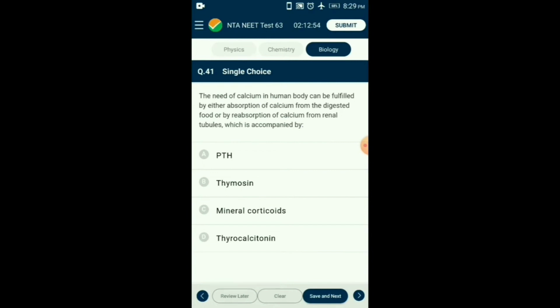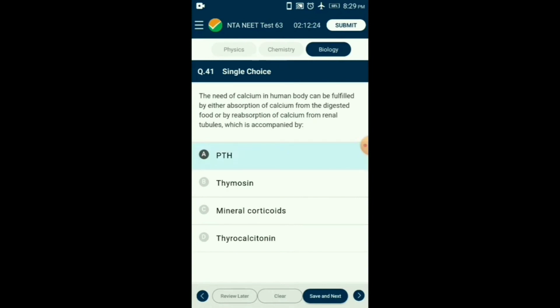Mineralocorticoids are a class of steroid hormone that regulate salt and water balance and also help in promoting sodium and potassium transport. Thyrocalcitonin reduces the blood calcium level by increasing the absorption of calcium in the bone and reducing the absorption of calcium in the kidney and the intestine. So the answer for this question is option A, PTH.